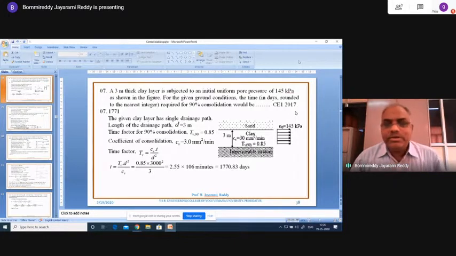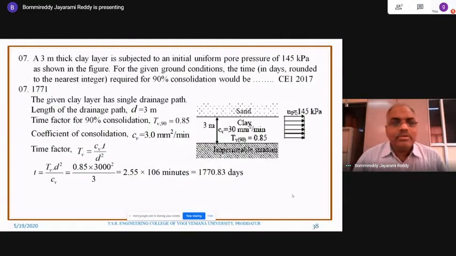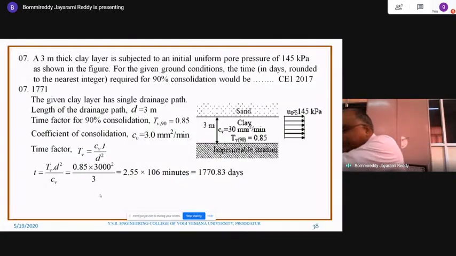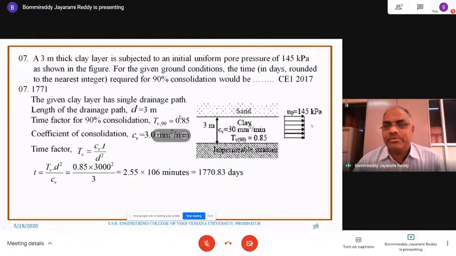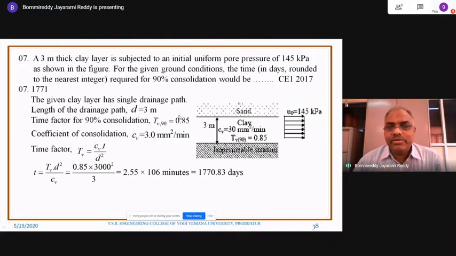So now look at this question. This appeared in the 2017 GATE examination. I'll read the question. Just follow here. A 3-meter thick layer is subjected to an initial uniform pore pressure of 145 kPa. So 145 uniform pore pressure for dissipation of the water from the soil. For the given ground conditions, all conditions are given in the diagram. The time required for 90% consolidation would be.